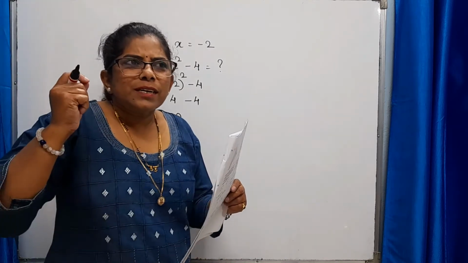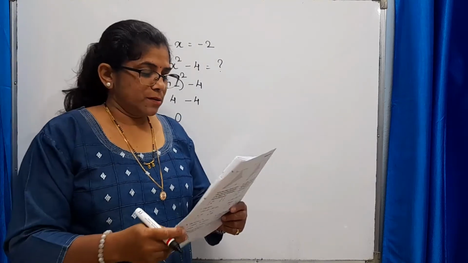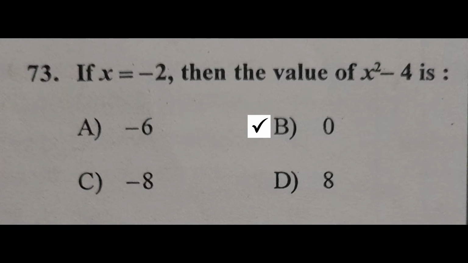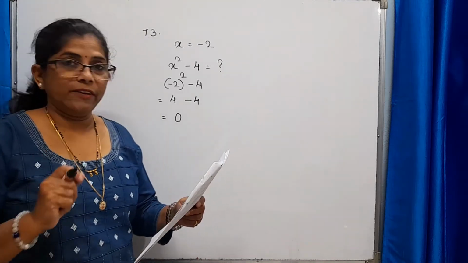So just in 10 to 15 seconds, your answer will be ready in your mind. You have to just tick in your sheet. So here the answer is option B, that is 0. Let's move to the next question, that is 74.